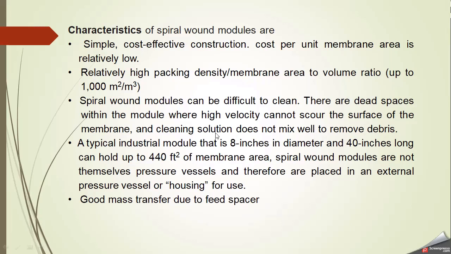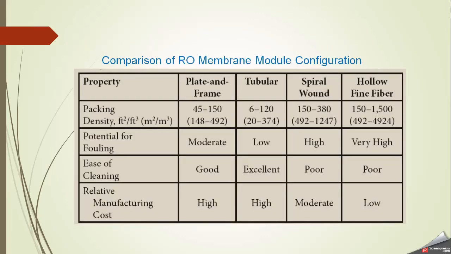So these are the 4 types of module configurations available, and most of the market is spiral wound modules. There is a comparison of these 4 types, with 4 properties. First, the packing: hollow fiber has high packing density and tubular has low, but spiral wound is intermediate.